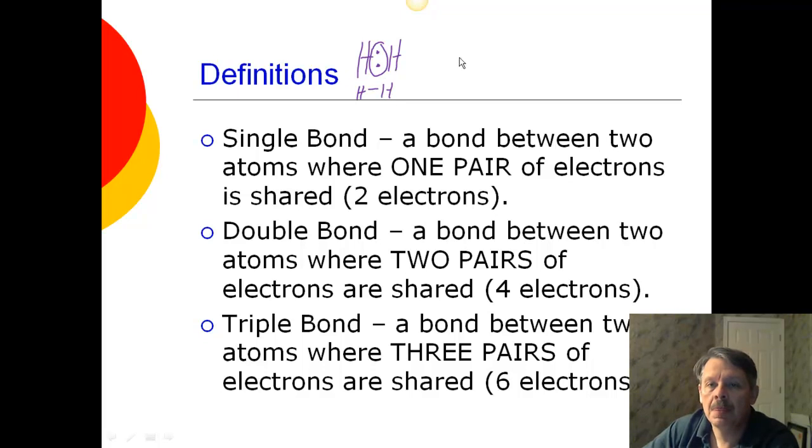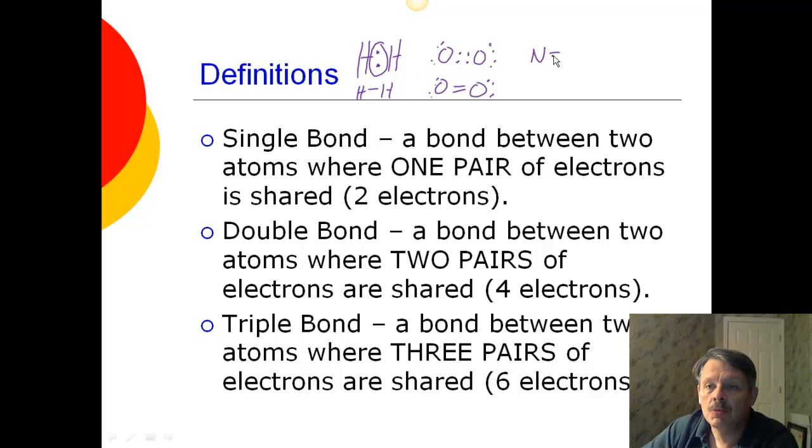between them. We had oxygen. Oxygen actually shares a total of four electrons. That's a double bond. We can draw it this way, or we could draw it as two lines between the two oxygen atoms. And that would be perfectly acceptable as well. And you'll see me do it both ways.